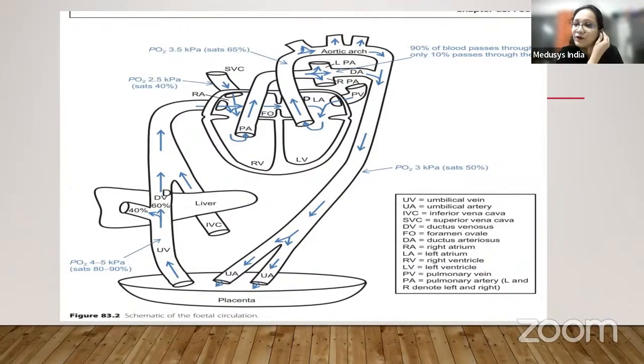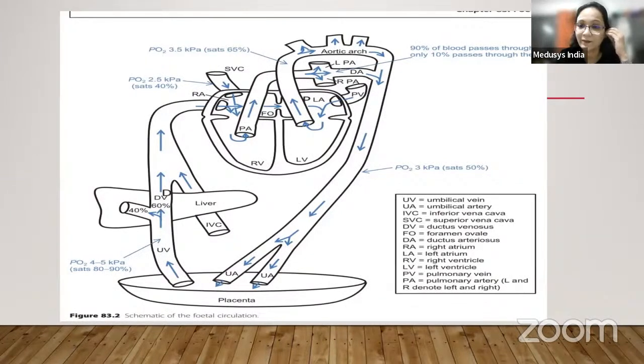One thing I wanted to tell here is that the PO2 pressure, in kilopascals or in millimeters of mercury, the numbers are actually not expected. We should not remember all the numbers, okay? But the saturation differences in all these chambers are crucial to remember. So can you see that 90% is the saturation in the umbilical vein?